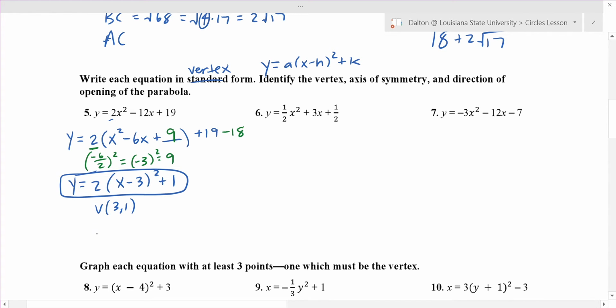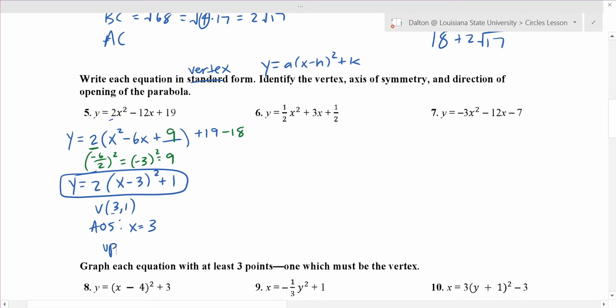The axis of symmetry flows straight from the vertex. Remember, in this case, it is going to be the x value. So literally write the equation of a line. Don't put that the axis is 3. You must put the axis as x equals 3. For the direction of the opening of the parabola, y is first, which means this parabola can open up or down. And since this a value, 2, is positive, we know it's going to open upward.